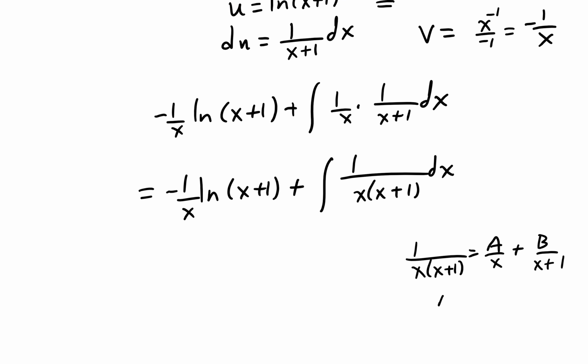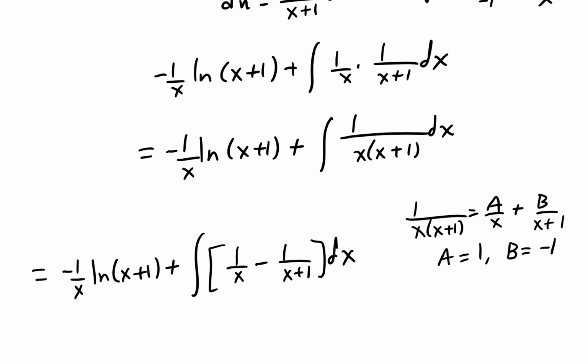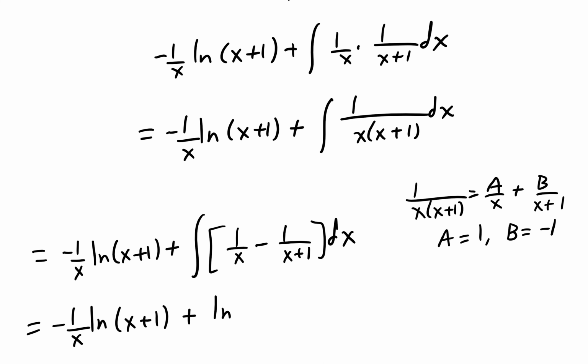And I'm sure everyone can solve for a. A would be 1, b would be negative 1. So then the integral becomes 1 over x minus 1 over x plus 1 dx. Negative 1 over x, ln of x plus 1 plus natural log of the absolute value of x minus natural log of the absolute value of x plus 1, and don't forget the plus c. You can leave it like this, it's fine.